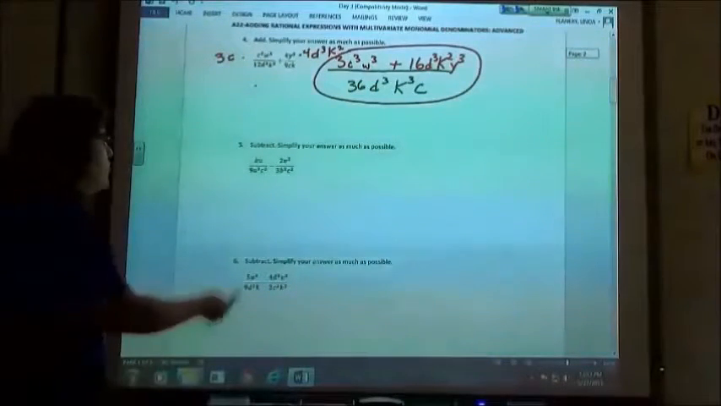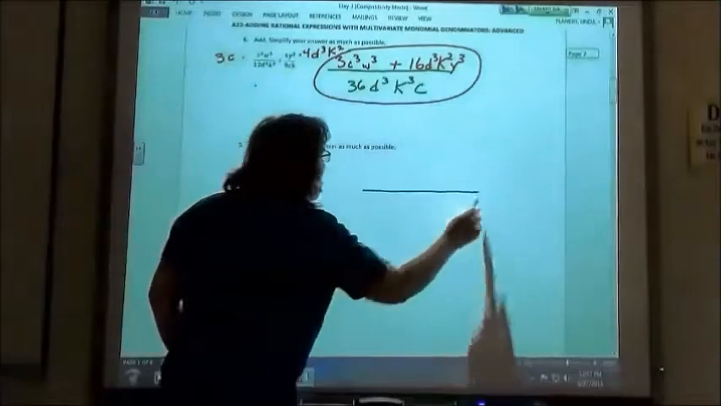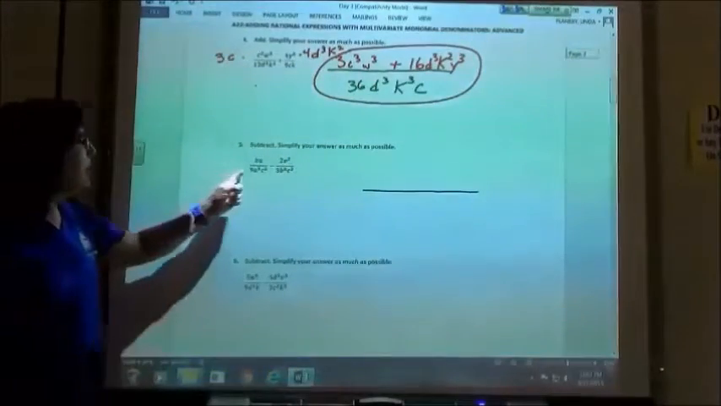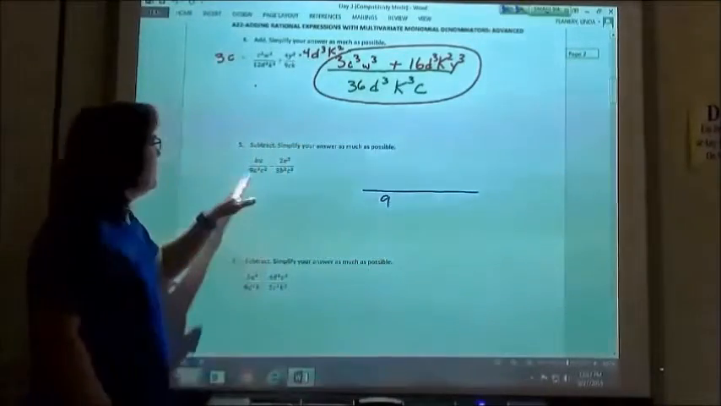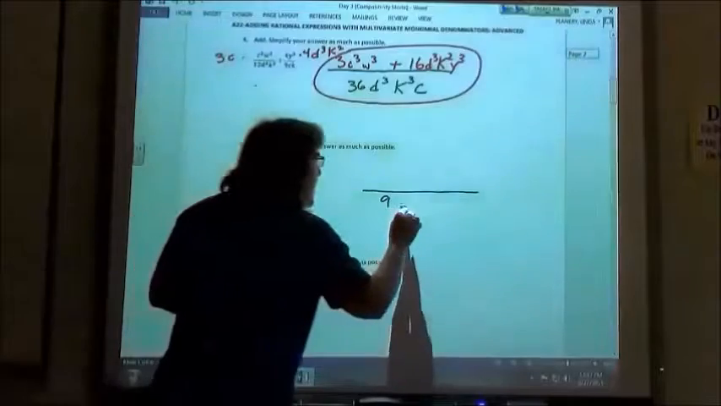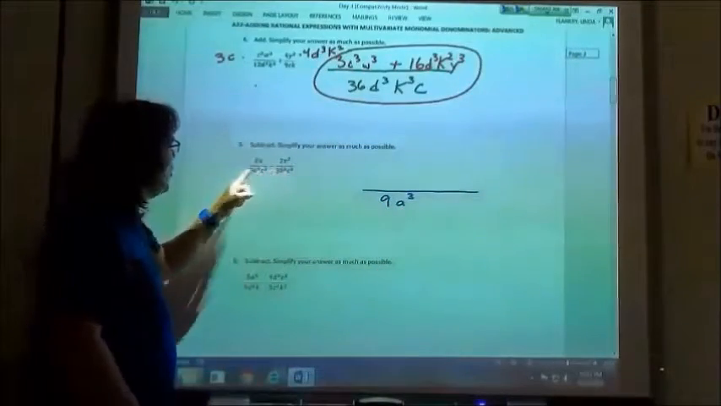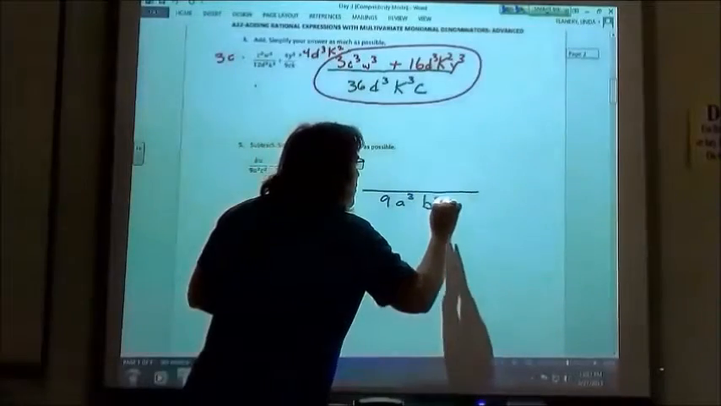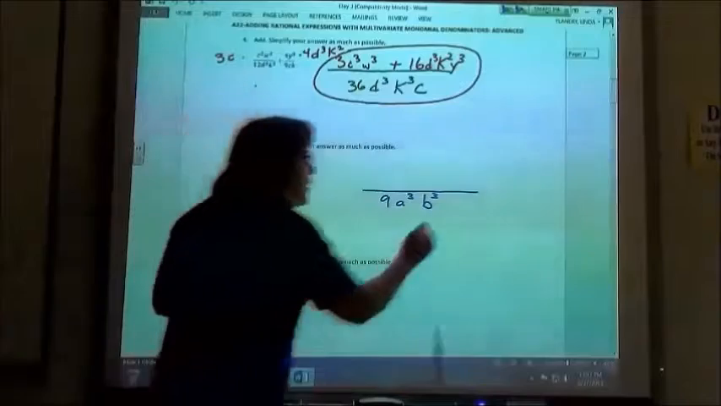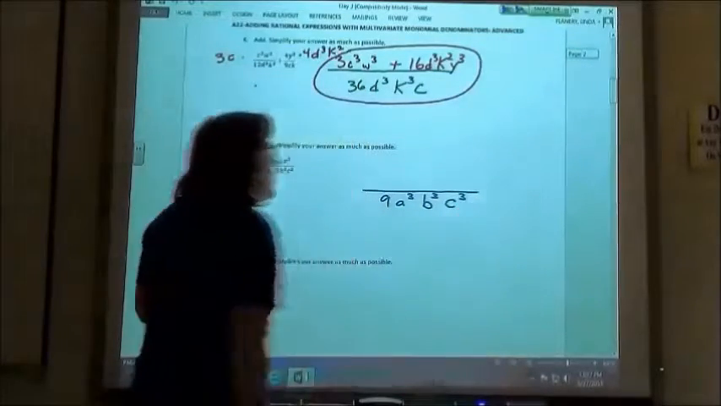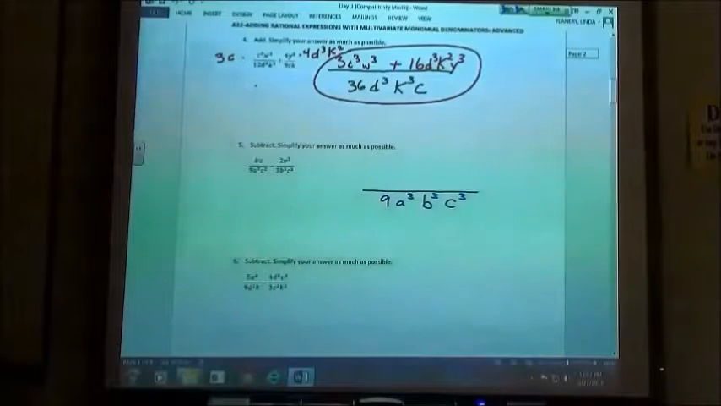So number 5, we're doing subtraction. Same thing. I want to start by finding my common denominator. Least common multiple of 9 and 3 would be 9. Got an a to the third, no a's there, so I need a to the third. I've got a b to the third, no b's there, so I have a b to the third here. I've got a c squared and a c to the third. I need the higher one, so the c to the third. So 9, a to the third, b to the third, and c to the third would be your least common multiple.